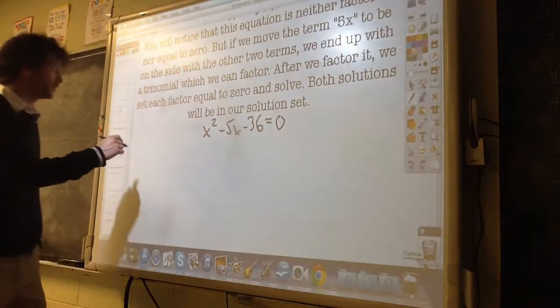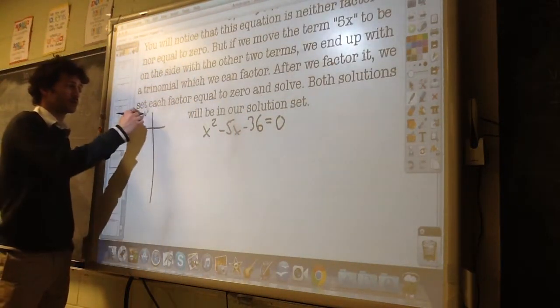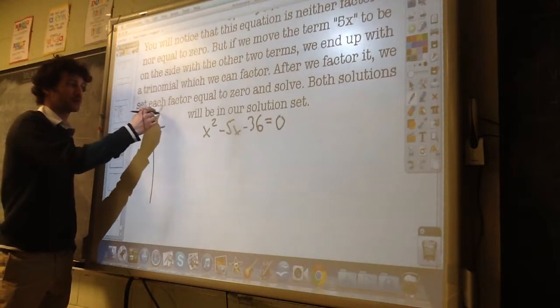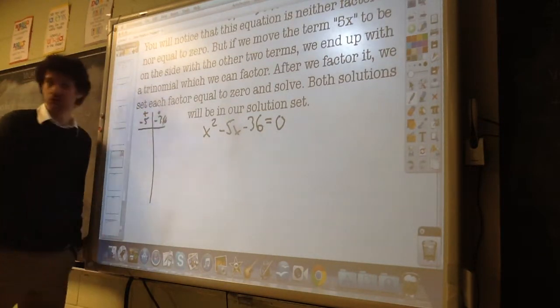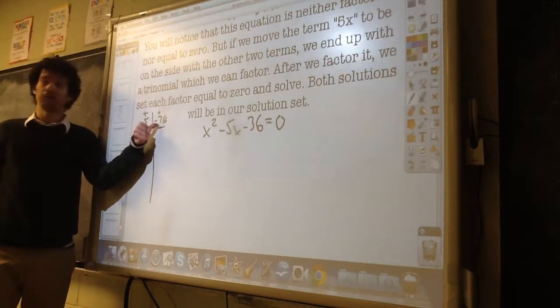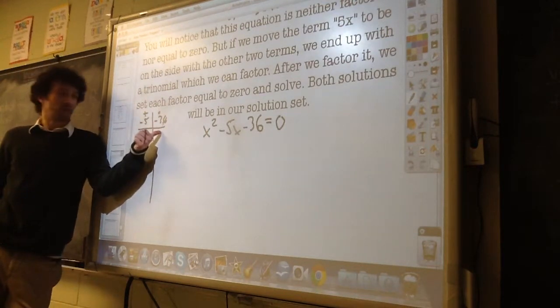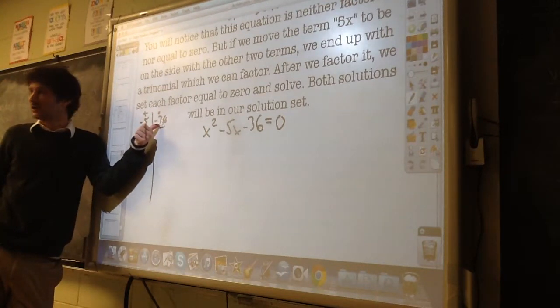This one's got negatives in it. Don't forget that makes it slightly more complicated, because now we've got to think about the signs of the numbers we choose. So we know we need one positive and one negative. We know that because they multiply to be negative, and the only way two numbers multiply to be negative is if they have opposite signs, right? One positive and one negative.